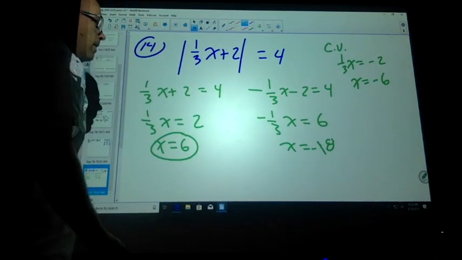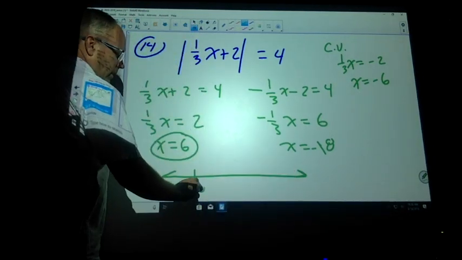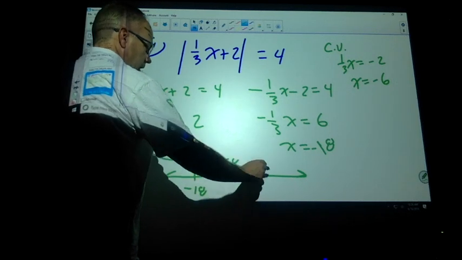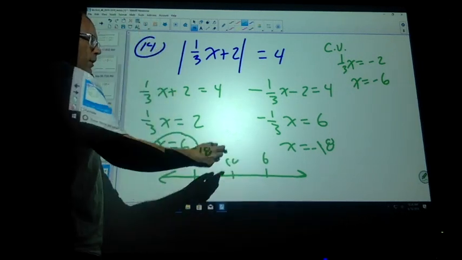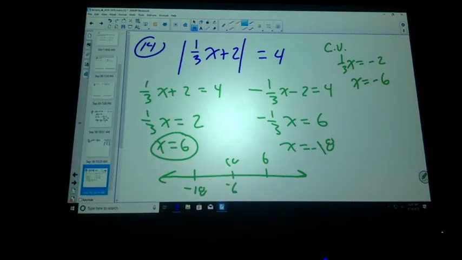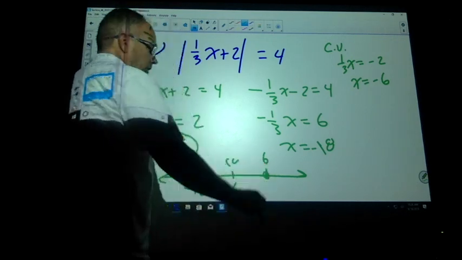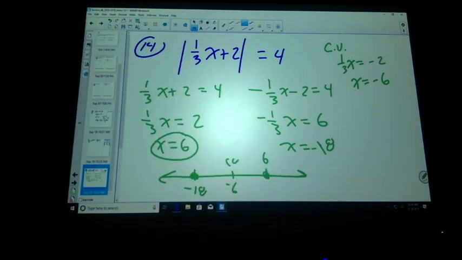All right. So here's my number line. I have negative 18 here. I have my critical value here. And I have 6 here. My critical value was negative 6, so you're 12 units away from each. I guess you could put a dot here and then a dot here, and you're fantastic. Okay, and it's an equality, so you only have 2 points. You're not worried about what's going on in between your points. Yeah. 11, sure.